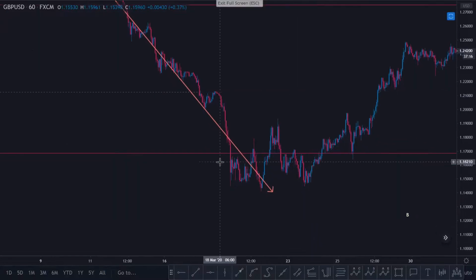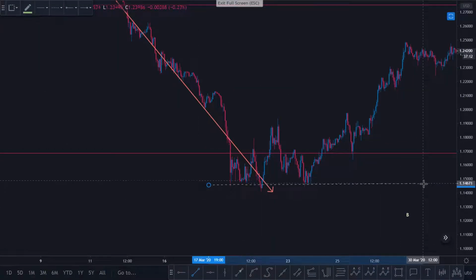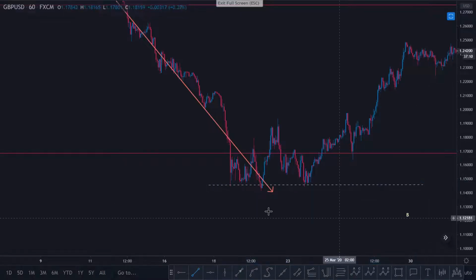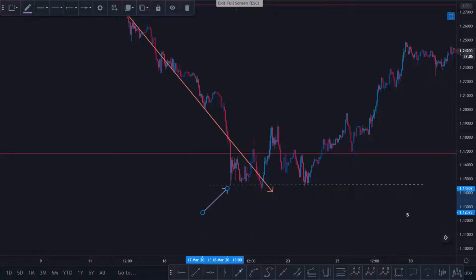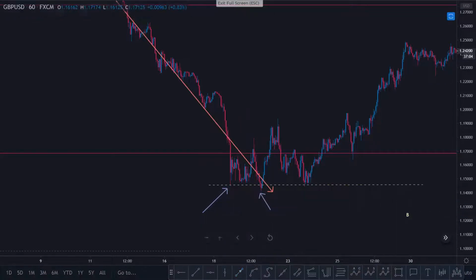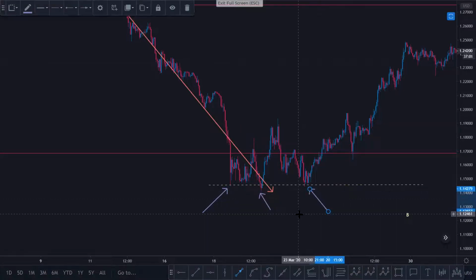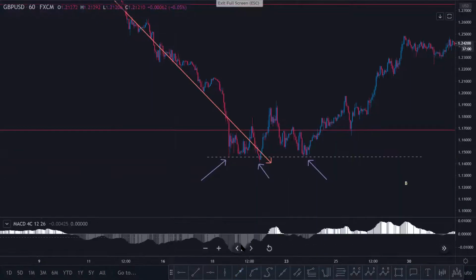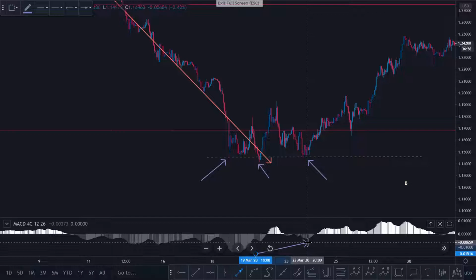And this is where the classical charting comes in. So we have a bottom here, and we have quite clearly what's called a triple bottom in classical charting. A triple bottom and MACD divergence.